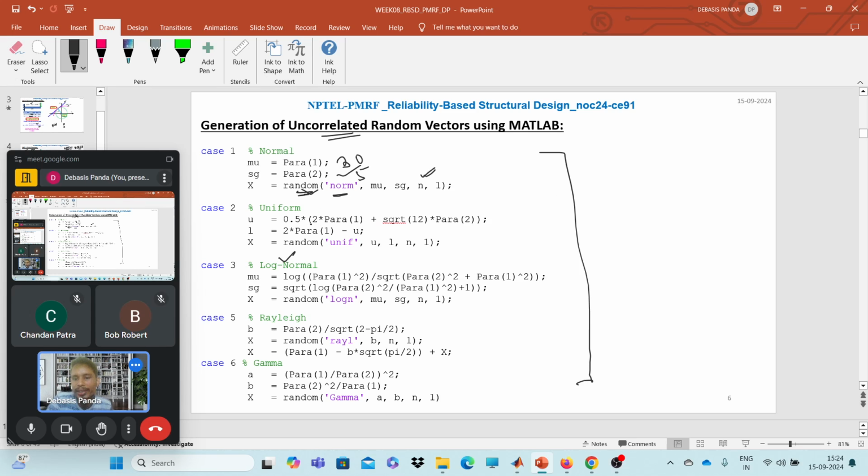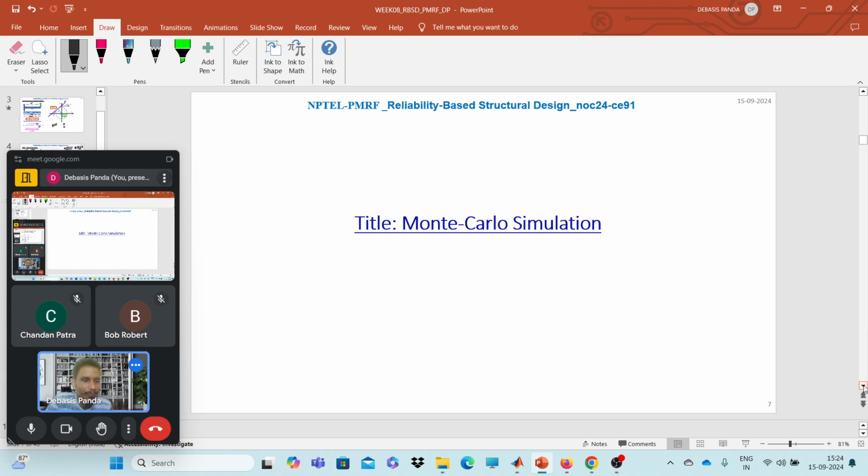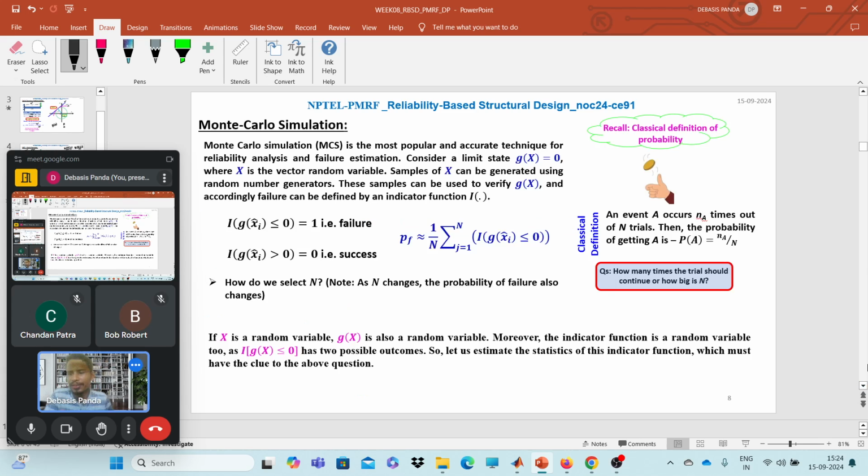Here we already have random, which will generate random numbers of a normal variable. Random unif means it will generate uniform random numbers. So we have that privilege to use the MATLAB function, right? So the first question gets solved. We can generate the random numbers of the random variables sitting over the limit state function. Great. Now the Monte Carlo simulation concept is very clear.